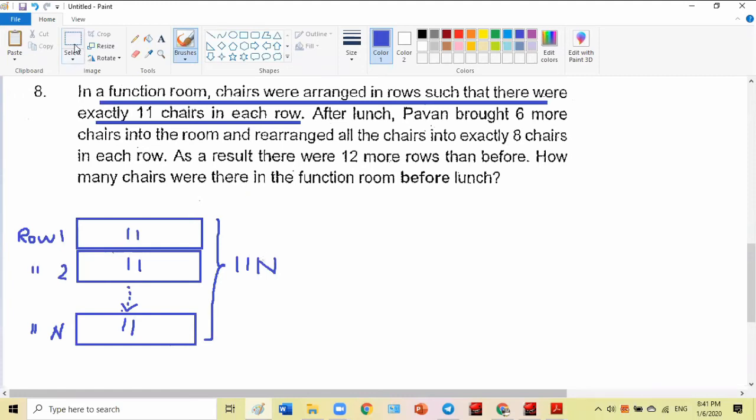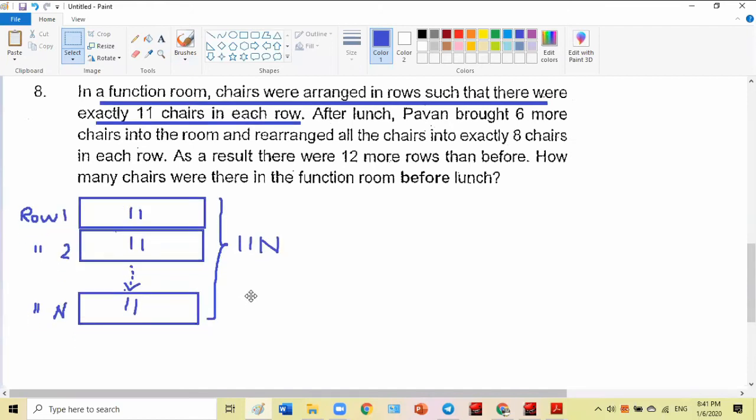Okay. After lunch, Pavan brought 6 small chairs into the room and rearranged all the chairs into exactly 8 chairs in each row. So after lunch, he got nothing better to do, he brings in 6 chairs. So now, the number of chairs is 11n plus 6. Agree or not? Everyone? Just bringing 6 chairs, this is after lunch. And now, he goes and rearranges all the chairs.